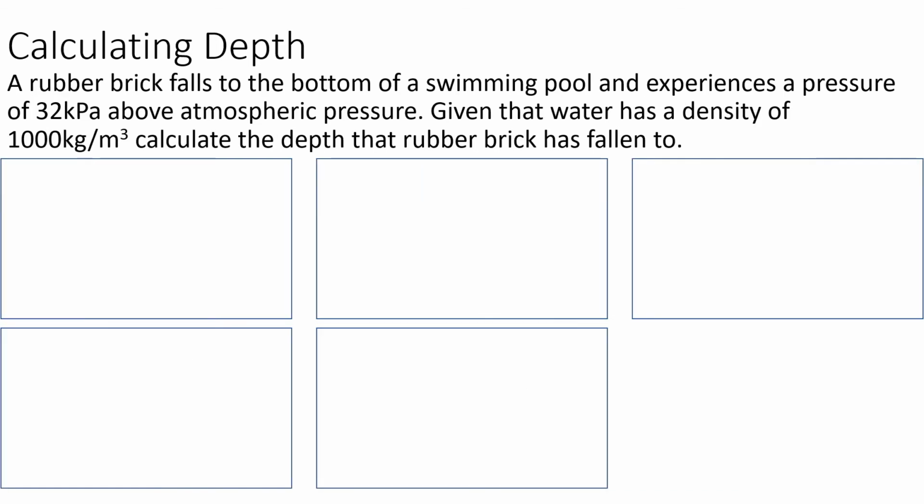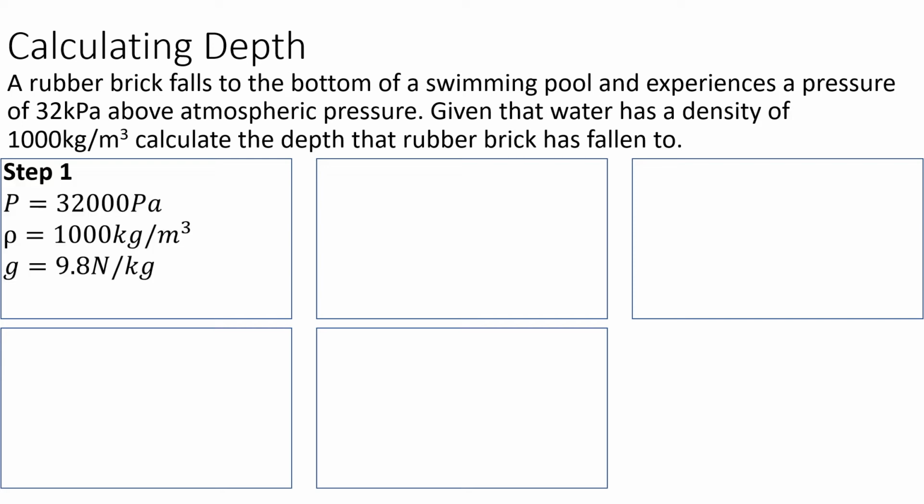Now, sometimes you might be asked to calculate the depth. This time, a rubber brick falls to the bottom of a swimming pool and experiences a pressure of 32 kilopascals above atmospheric pressure. Given that water has a density of 1,000 kilograms per meter cubed, calculate the depth that rubber brick has fallen to. So step 1, we write down what we have.